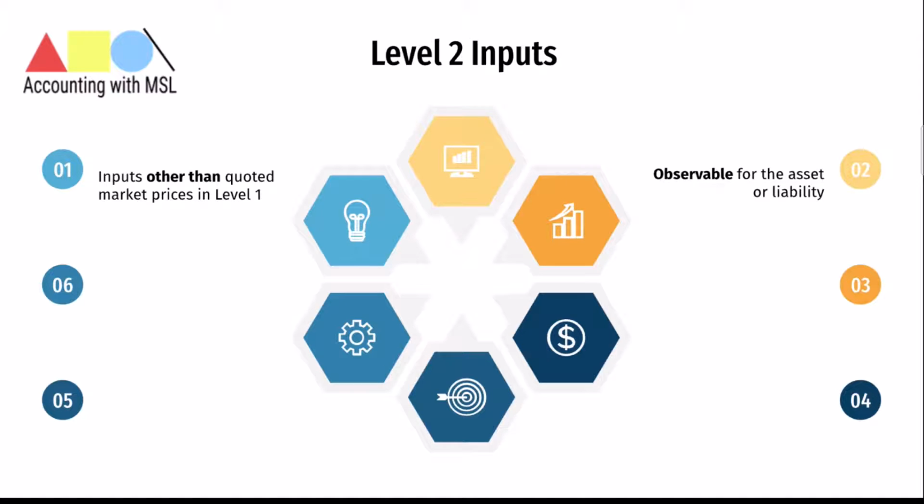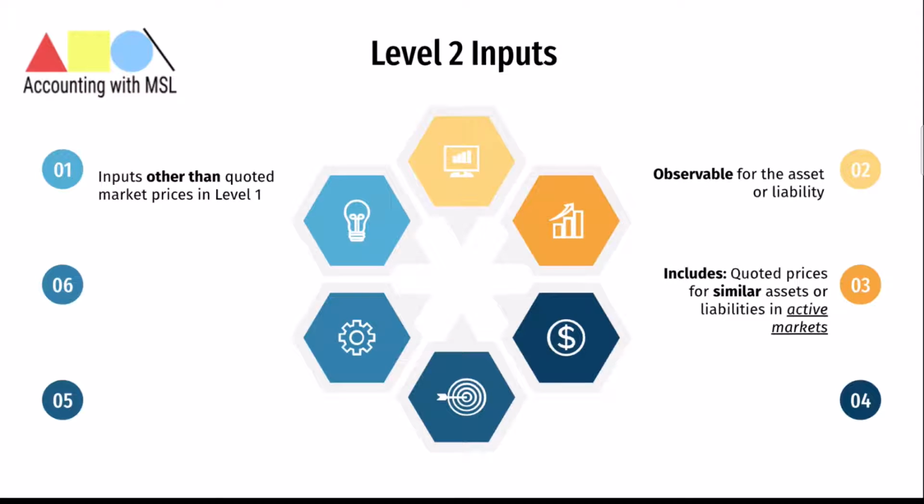So level 2 inputs will include quoted prices for similar assets or liabilities in active markets. And remember, we just defined an active market to mean a market in which transactions for the asset or liability take place with sufficient frequency and volume to provide pricing information on an ongoing basis. So now we know that one example of level 2 inputs will be quoted prices for similar assets or liabilities in active markets.